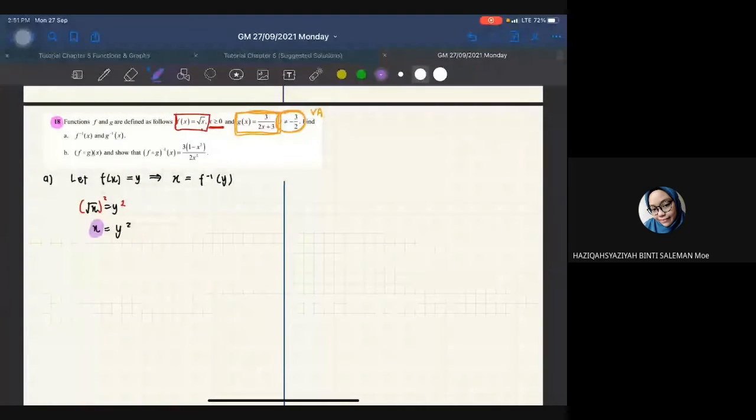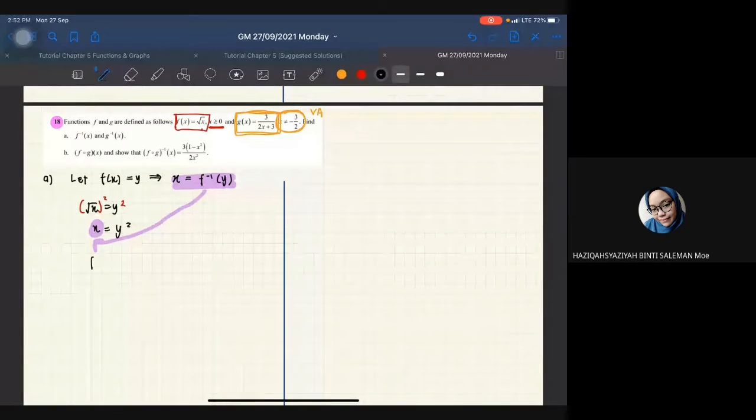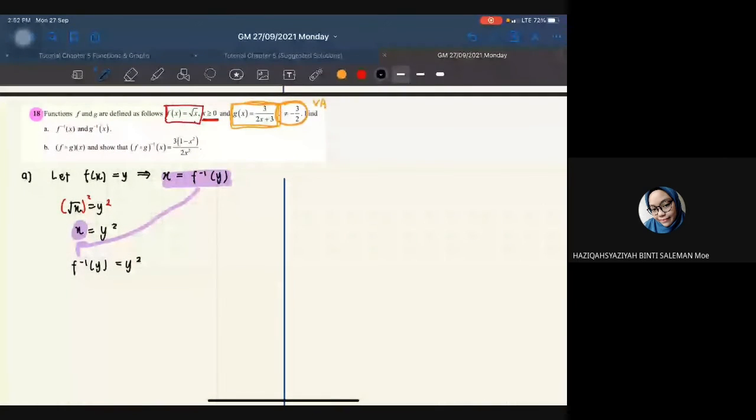Okay, so X kita dia adalah actually F inverse of Y. This one. Okay, so kita substitutekan sahaja kita punya F inverse into this one. Okay, so you will get F inverse Y is equal to Y square. Macam tu. Okay, tapi soalan dia bukan nak dalam term of Y. Soalan nak dalam term of X. So just gantikan sahaja balik kita punya variable yang ada sekarang ni dengan X. Okay, so we will get F inverse X is equal to X squared. Just like that. Okay, so settle the first part.